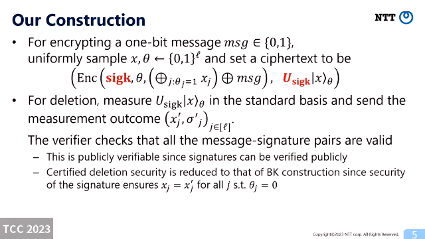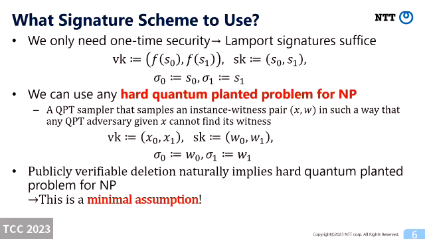And next, I will explain what signature schemes to use to instantiate our construction. In our construction, we only generate one signature per signing key, and so we can simply use a one-time signature. In particular, we can use Lamport signature based on any one-way function like this. And moreover, we observe that we can actually use a weaker assumption, which we call hard quantum planted problem for NP. But what is this?